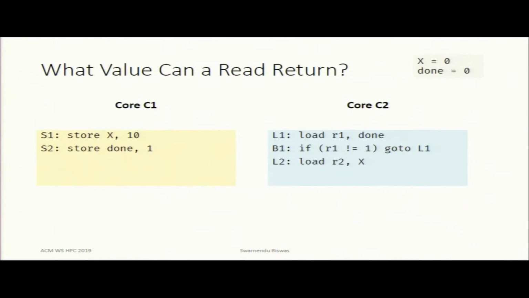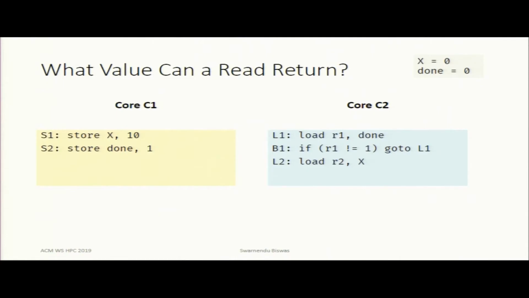So I have another question for you. I have two cores now. Now think from an architect's point of view. I have two cores, C1 and C2, each performing some operations. So store 10 to X. This is pseudocode, right? Just assume store 10 to X, store 1 to done.